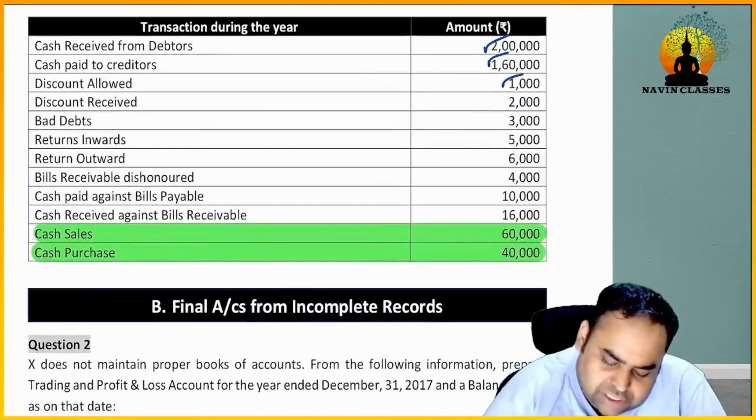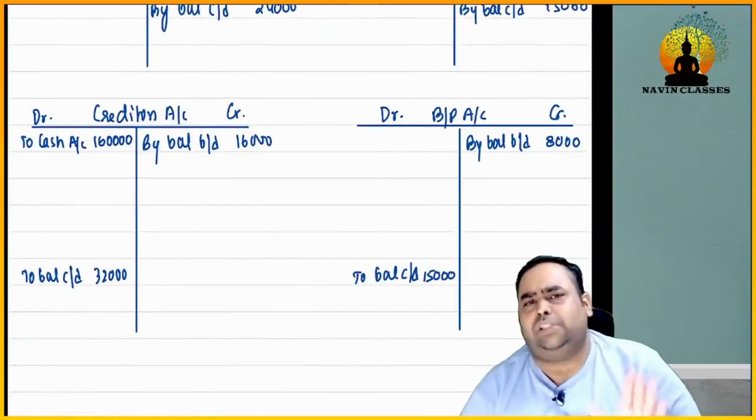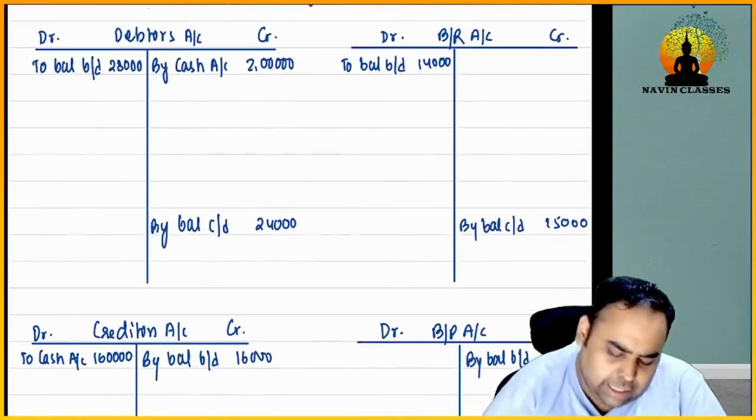Next one is the discount allowed. Discount is allowed to debtor, and by allowing discount the debtor will decrease by discount allowed.